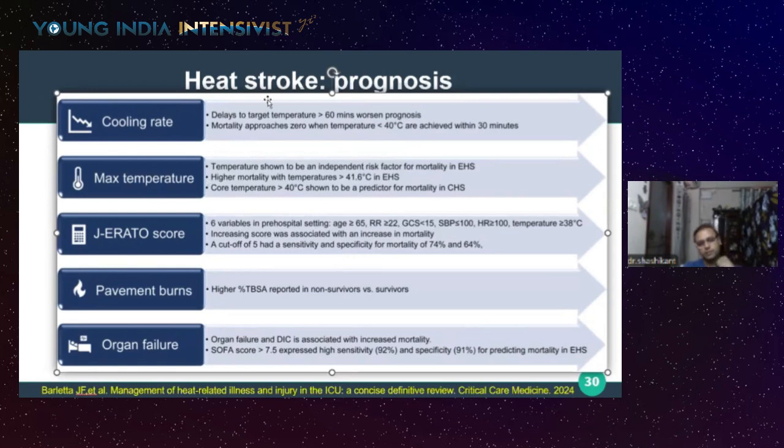If exposure to heat leads to burns, patients with a higher percentage of burns have higher mortality. And again, patients with organ failure and DIC have higher mortality.